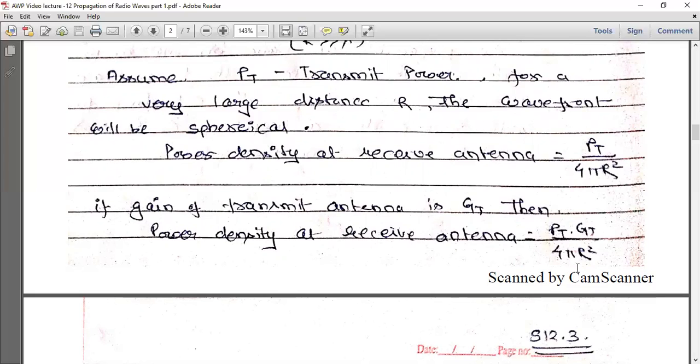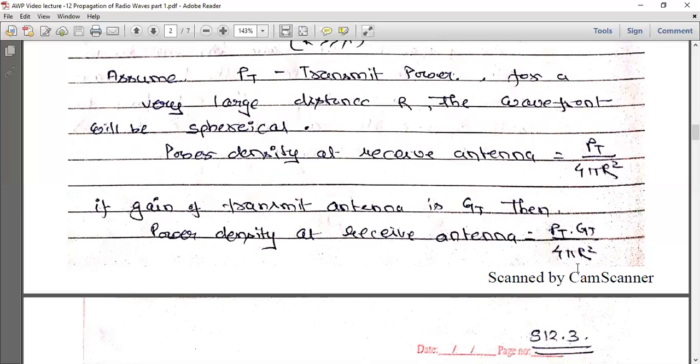Okay, when you are considering the distance between transmitter and receiver to be capital R, in that case you can consider the transmitting antenna to be situated at the center of a sphere of radius capital R, and the receiver is at the surface of this sphere. And when this transmitting antenna is radiating, it is radiating isotropically.